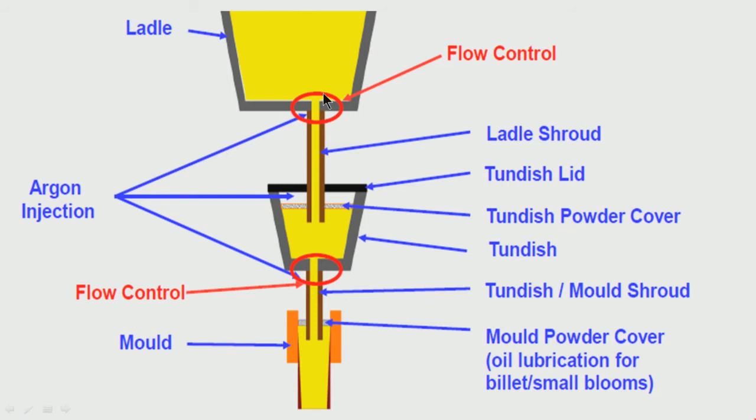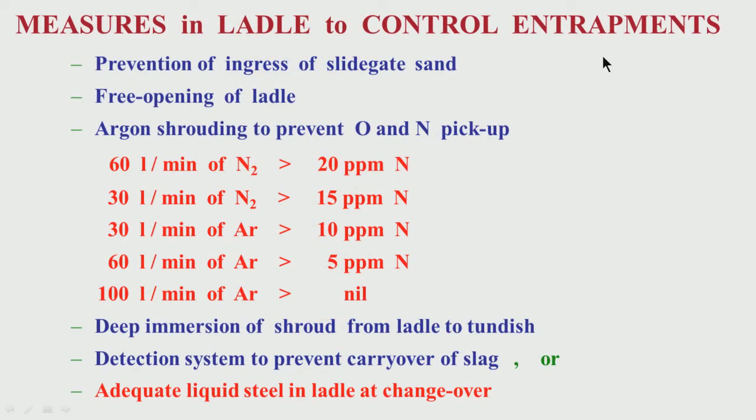So, no deterioration of quality, no exogenous entrapment of slag will be there. If the slag comes in, then this slag acts as an exogenous entrapment. We do not want ladle slag to come into the tundish. Like here also, we do not want tundish slag to come into the mold. Tundish slag I will discuss later on, but right now I am discussing ladle. At the end of the emptying of the ladle, we do not want slag to come to the tundish. This is very important.